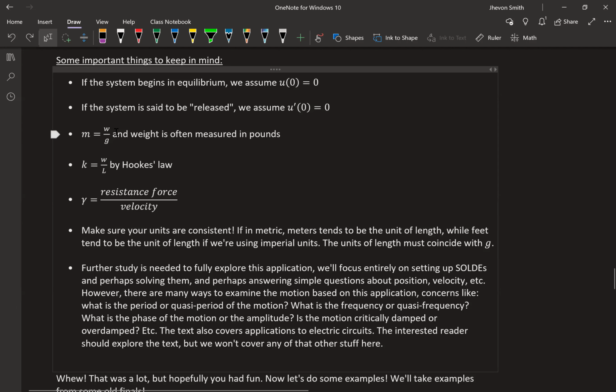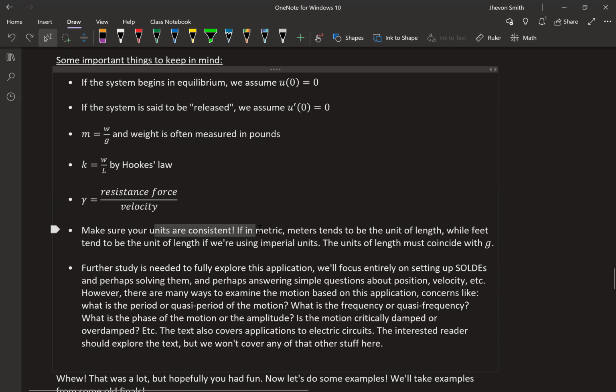Mass is computed by weight divided by gravity. The spring constant is computed by weight divided by the length stretched by the mass. Gamma is resistance force over velocity. So a problem might tell you something like, a force of 2 pounds of resistance is experienced when the mass is traveling at 1 foot per second. Then 2 divided by 1 would be your damping coefficient.